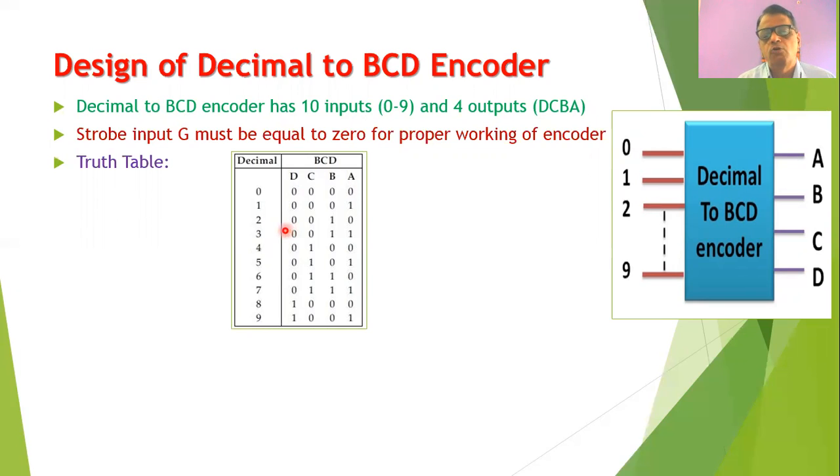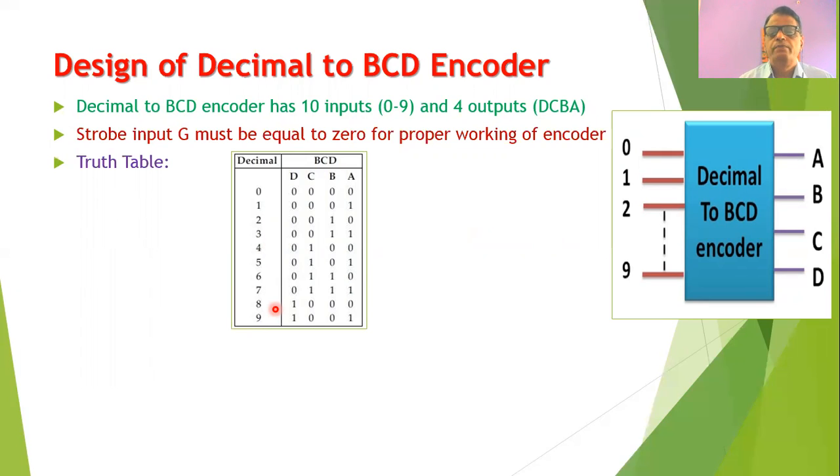For 2, the output will be 0010. For 3, the output will be 0011. When the input line 4 is activated, the output will be 0100. For 5, the output will be 0101. For 6, the output will be 0110. For 7, the output will be 0111. For 8, the output will be 1000. And for 9, the output will be 1001.